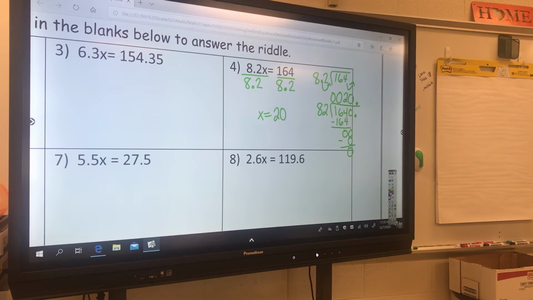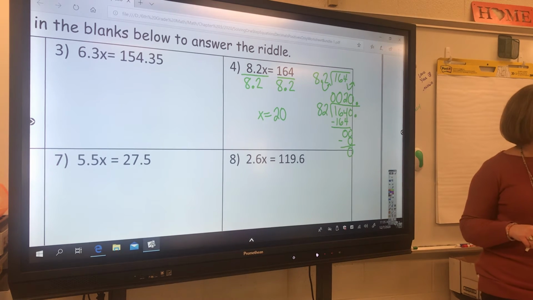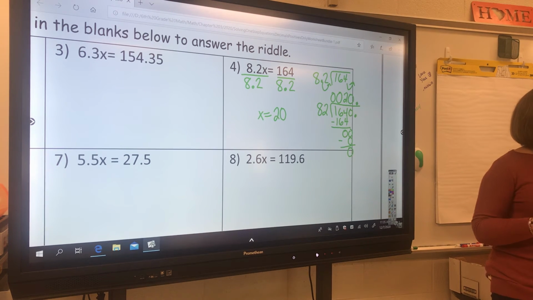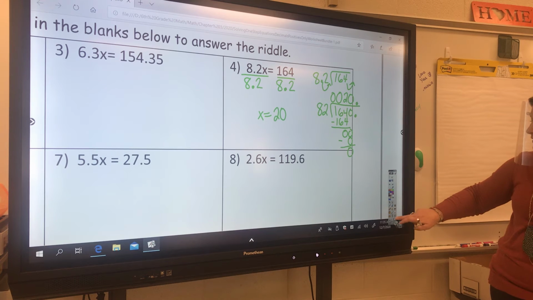All right, now I want you to skip over to number 6. Okay? Let's look at number 6. That's a division equation. So how do we solve a division equation? Multiplication. We have to do multiplication. So let me clear this so I can get over to number 6.